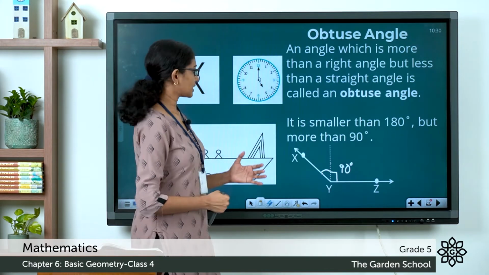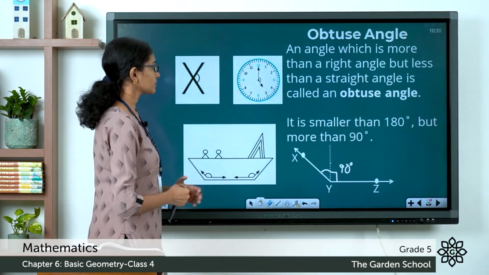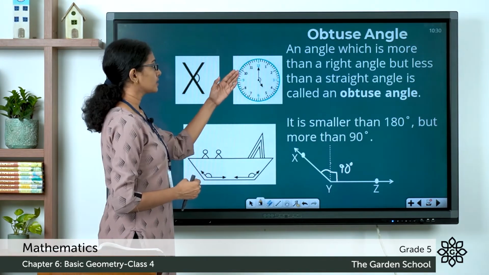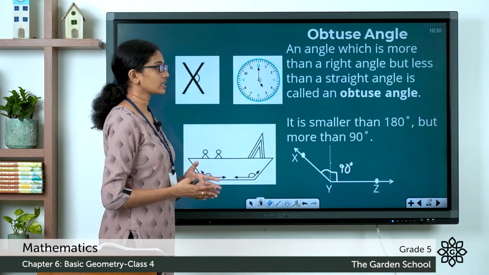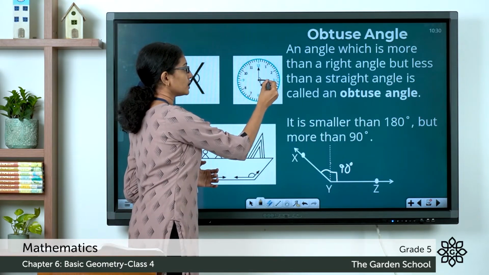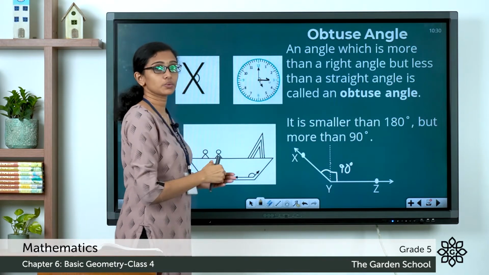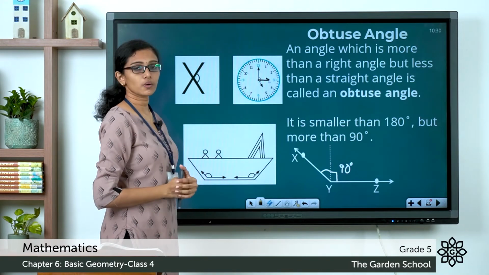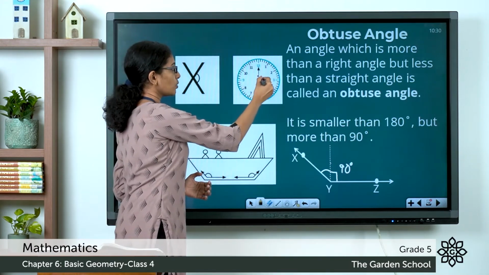Clear? We can see some examples here. Like in this clock, look at the minute hand and the hour hand. If the hour hand was here, it would have been 90 degree between them, but it has moved beyond that. It has turned more than that.